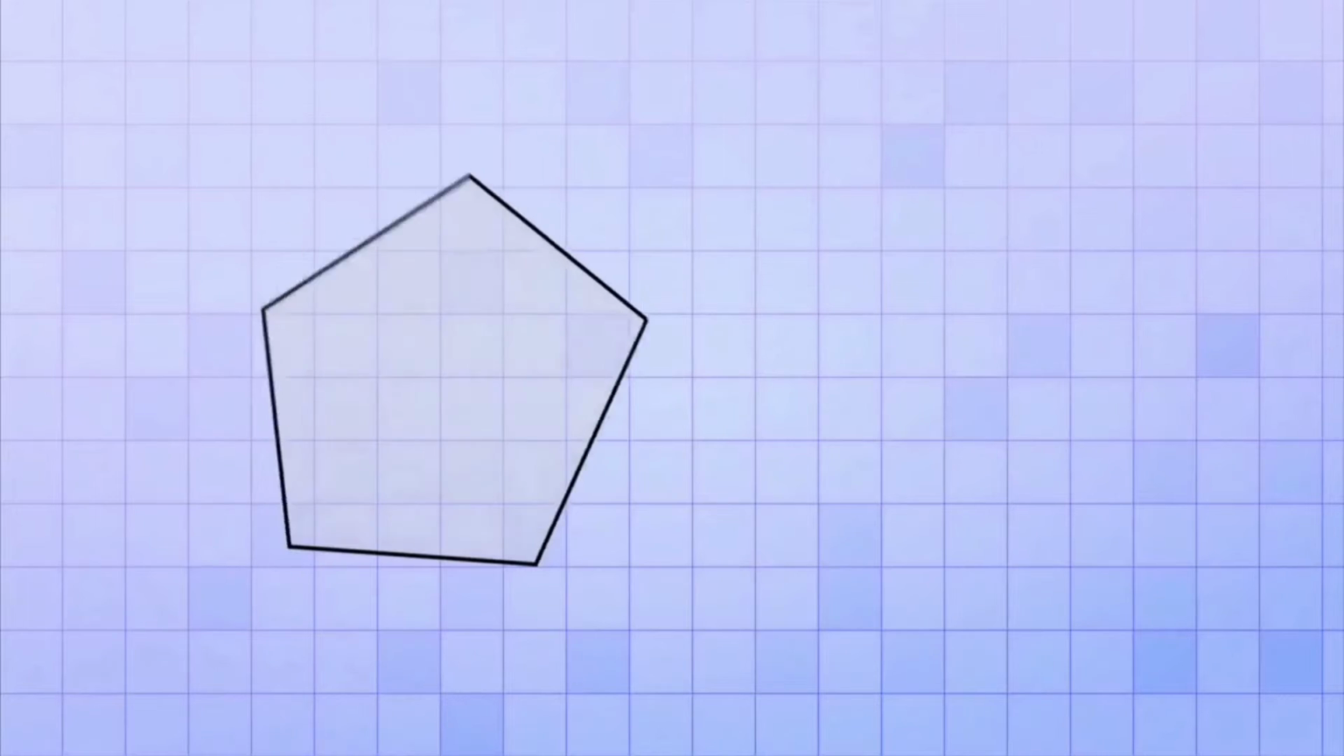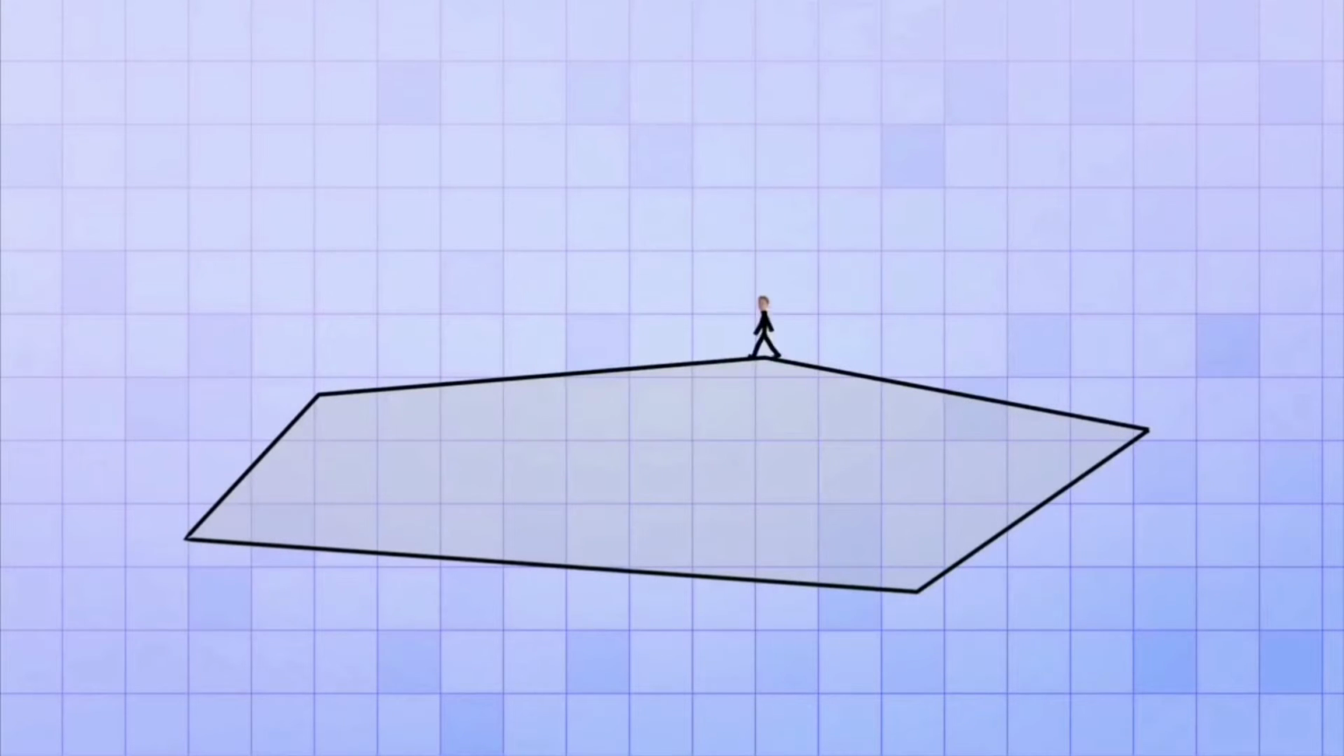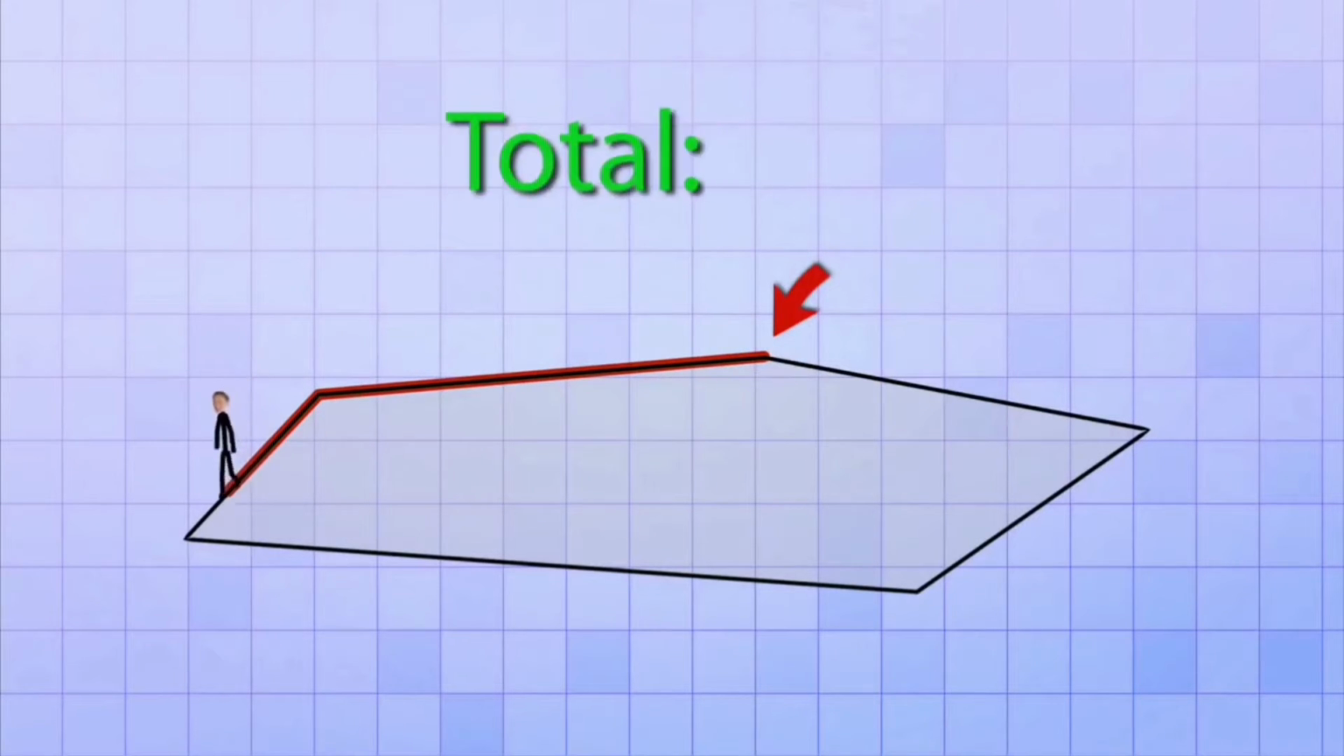In this lesson, you will learn about an important concept in geometry called perimeter. So what is perimeter? Imagine starting at one of the vertices of the polygon and then walking all the way back to where you started from. The total distance you travel is the perimeter of this shape.